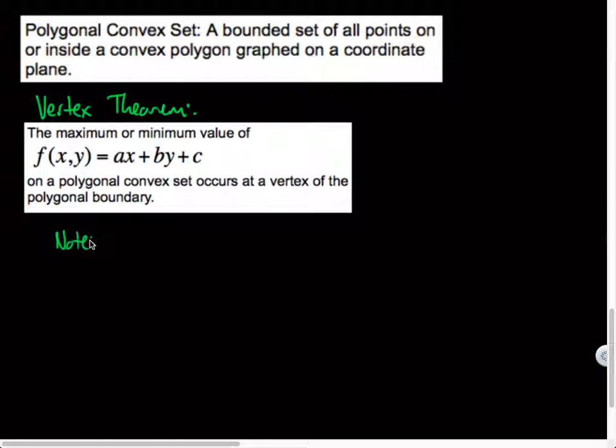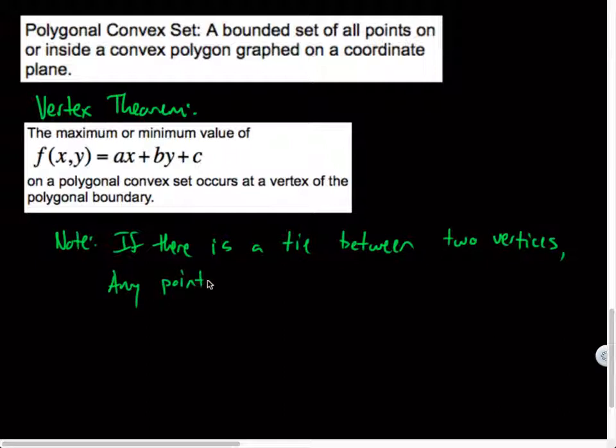And then I'll write a note here, that if there is a tie between 2 points or 2 vertices, any point on the line through those vertices is equally optimal. Man, that's such a cool way to say it.